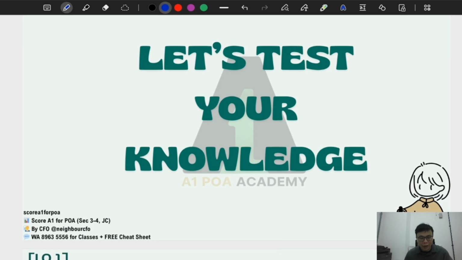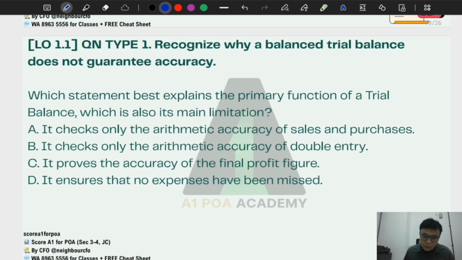Next, we are more or less done for LO1, 2, 3. Let us sharpen our skill set. Let us now instill certainty through practice. Let's test your knowledge. Recognize why a trial balance does not guarantee accuracy.